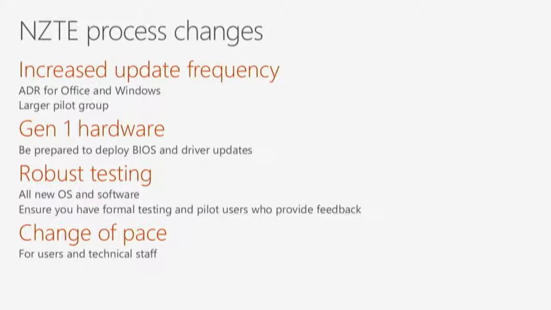So internally, we had to change a few processes to support Windows 10 in the environment. We're generally pretty good at deploying updates for Windows 7 back in the day, but we put in an ADR for the Office and Windows updates just to get the ball rolling every patch Tuesday. We've also increased the size of the pilot group, so we've now got probably twice the people doing the initial update testing in various offices around the world.